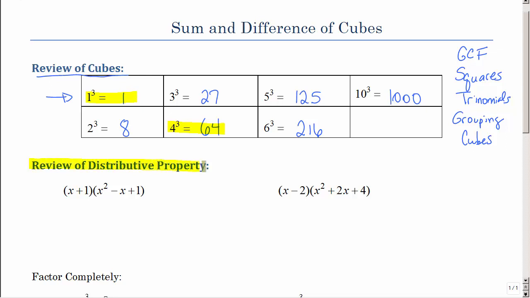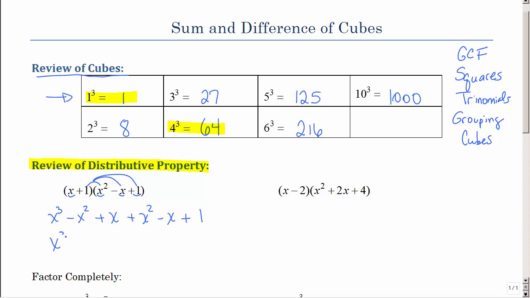Let's first review our distributive property before we look at those cubes. Remember, our distributive property just says we take everything in the first parenthesis and multiply it times everything in the second parenthesis. So I'd have x cubed minus x squared plus x. Then I would take the 1 and distribute that as well. And then I would collect like terms.